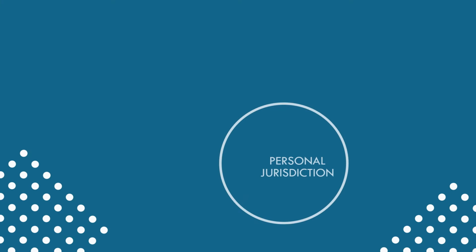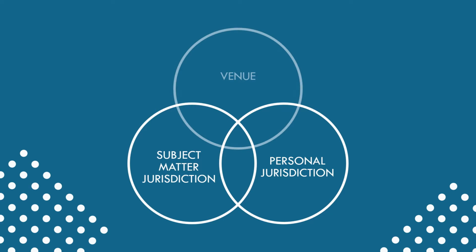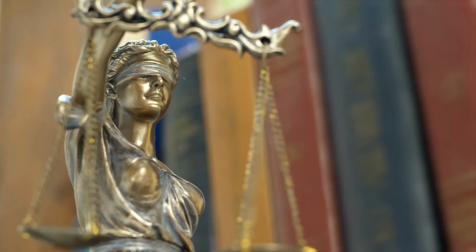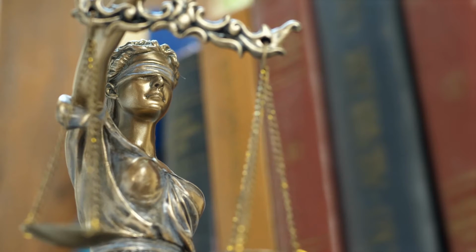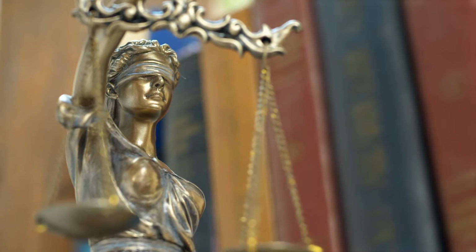In addition to PJ, the court must also be able to exercise the appropriate category of subject matter jurisdiction over the defendant or particular property. Further, the lawsuit must be tried in the proper judicial district, a concept known as venue. These concepts are explored in separate lessons. For the purposes of this lesson, we will focus solely on personal jurisdiction.